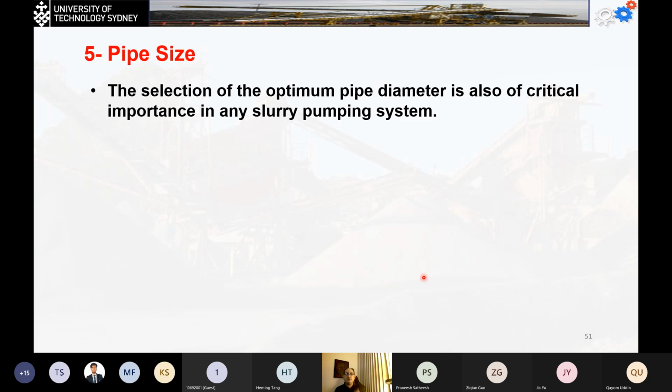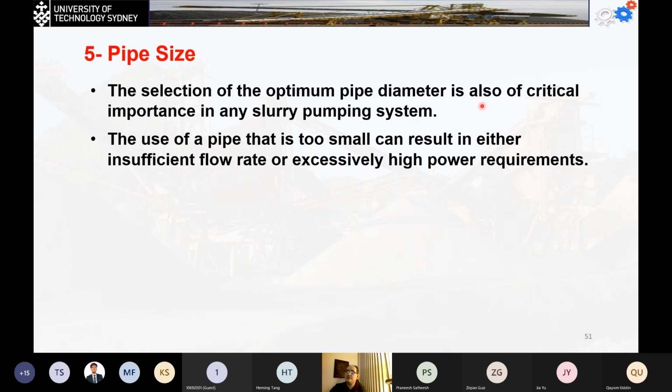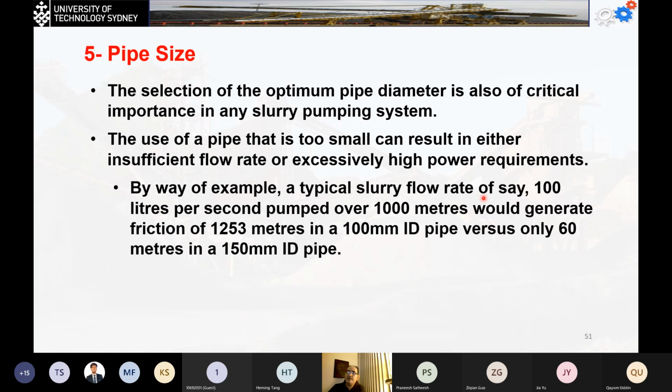Usually, high velocity is not desirable because it increases friction. So we have to select the optimum pipe diameter. It doesn't have to be too small or too large. We need to make multiple calculations, or actually we have one equation which is an indicator of whether this pipe is acceptable for our design or not. Use of a pipe that is too small results in either insufficient flow rate or excessively high power requirement.